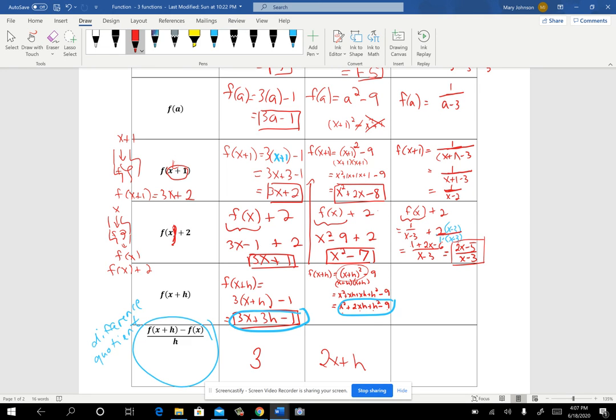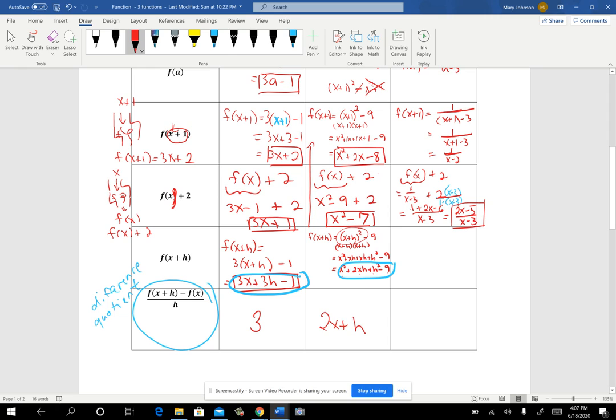All right, now when we do f of x plus h, it's going to be a lot like the f of x plus 1. It's almost the same. We're going to do 1 over the x plus h minus the 3. So that's 1 over x plus h minus 3, and that's all I can do on that one.